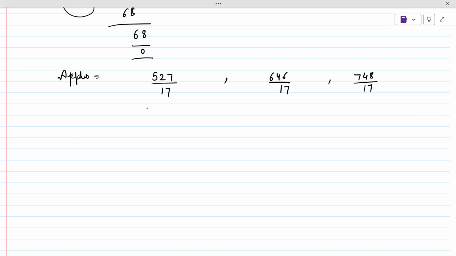So we can divide and check. We have 527 divided by 17, with 17 into 3 is 51. 2 minus 1 is 1. So the number of apple heaps is 21.